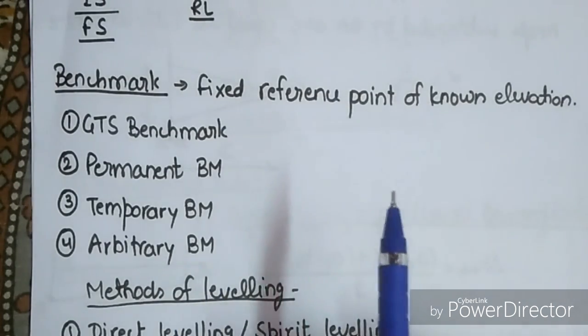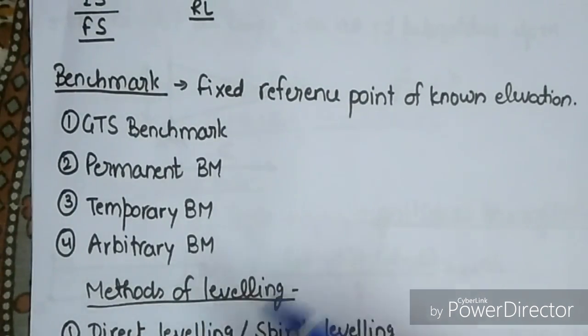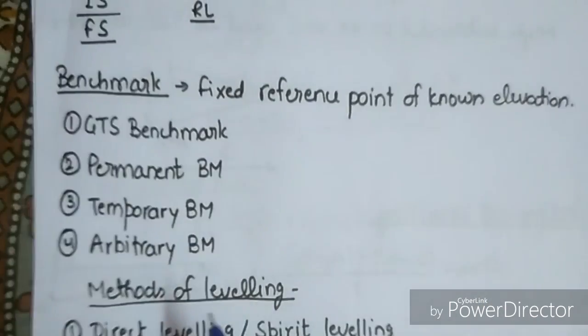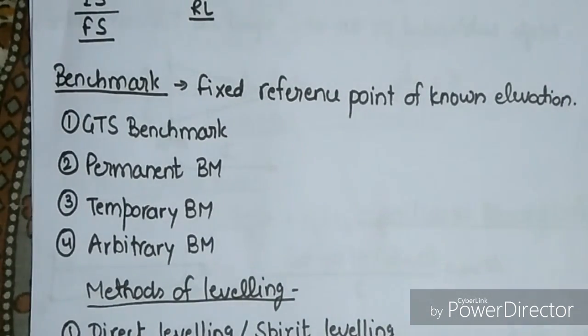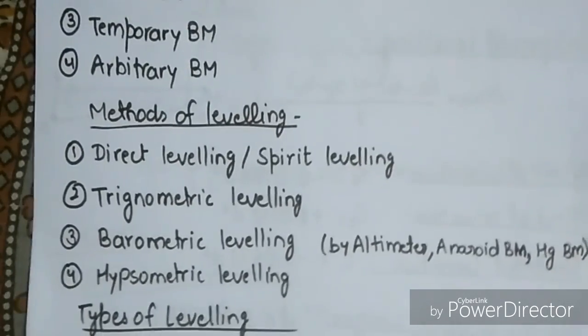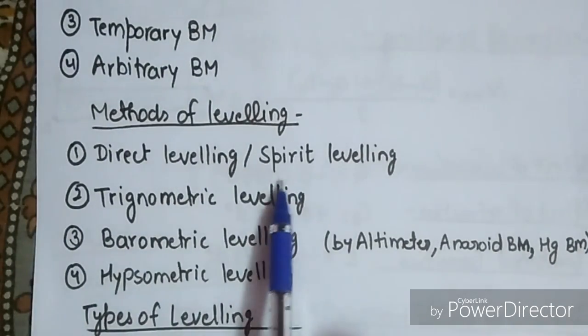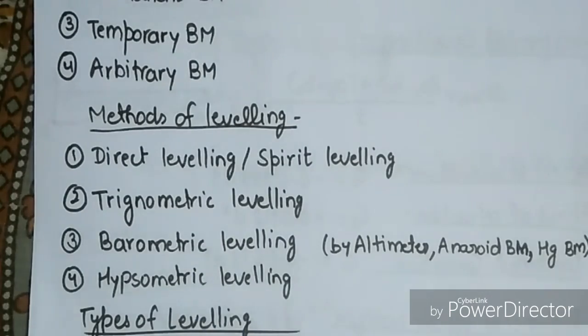Generally these are points at which work is closed for a particular day, and from the same point work is started for the next day. There is arbitrary benchmark. These are benchmarks where elevation does not refer to any fixed datum such as mean sea level. Okay. A few methods of leveling are there: direct leveling or spirit leveling, trigonometric, barometric, and hypsometric.